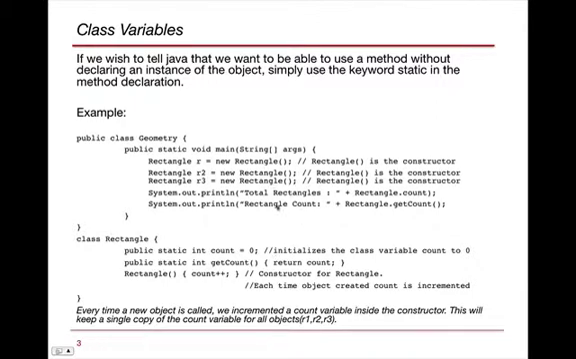So now the value is 3. When we want to reference count, we can do one of two things. We can access the variable directly by Rectangle.count, because count itself is static, and it's visible in this case because it's public. We can also call the method getCount, which returns an integer and is also defined as static and public. So when we want to go after what we call a class variable or class method, we simply use the class name in front of the variable or method, and there is no object for that.